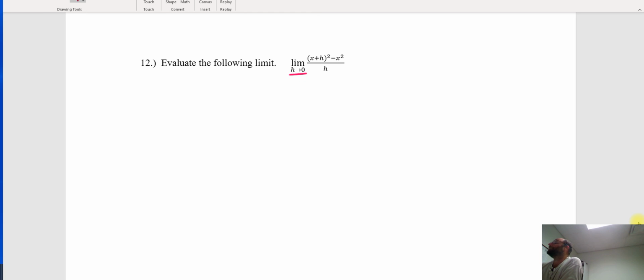Evaluate the following limit. If you put h equals 0 into this, you're going to get 0 over 0, which is indeterminate. Expand this out, simplify first, and it'll be no problem.